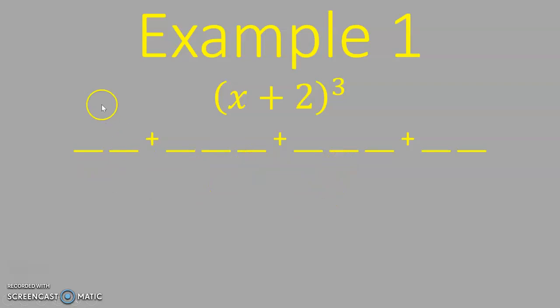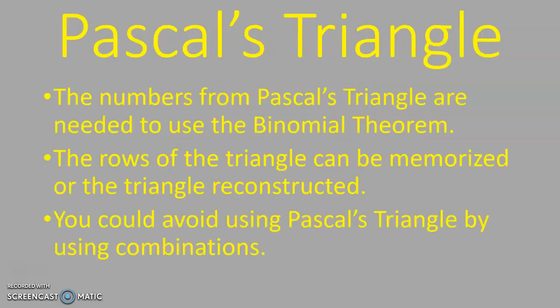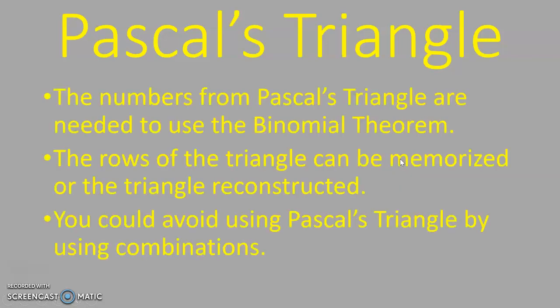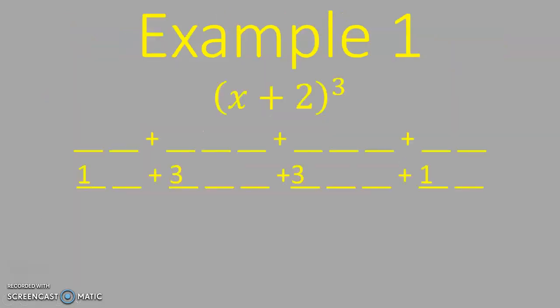Okay, so what goes in all those blanks? In the first blank of each region goes the appropriate row of Pascal's triangle, 1, 3, 3, 1. If you go back to Pascal's triangle, which we can go back here and show you, we had that 1, 3, 3, 1 right there. So whatever row has that exponent in it, that's the row that you're going to need to use. So it was 1, 3, 3, 1 there.